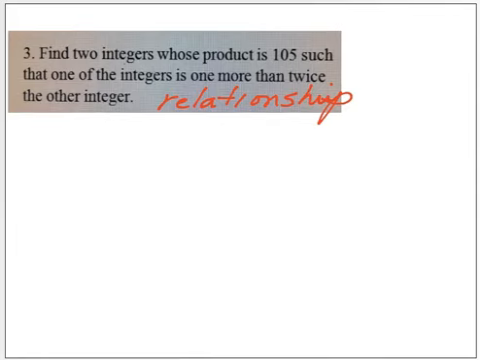So let's look right here where it says one of the integers is one more than twice the other integer. Right, so if one of the integers is x, the other integer is one more than twice it. So twice it plus 1. That's the other integer. So we have x, and the other integer is 2x plus 1. One more than twice the other one.